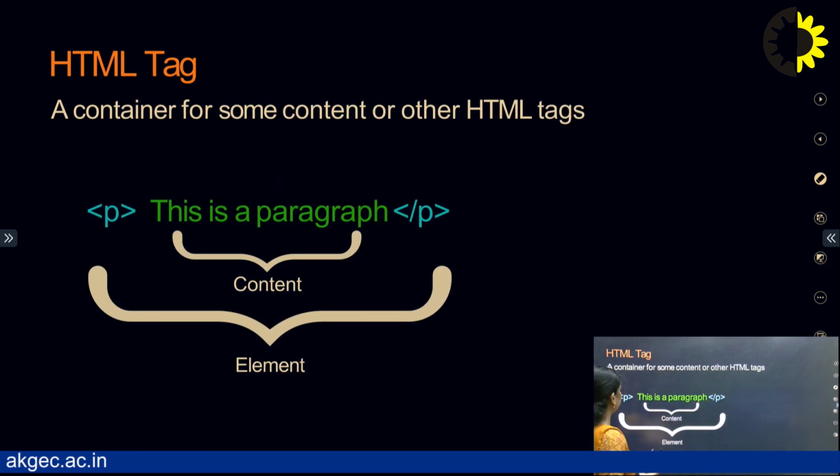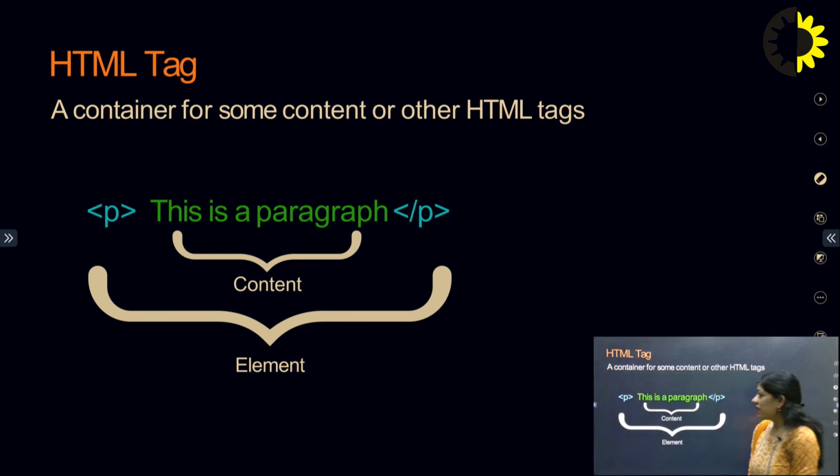What are HTML tags? Firstly, we would like to know the meaning of a tag. A tag is basically a container for some content or other HTML tags. Suppose we have a P tag for paragraph, and in the paragraph tag we write something, like this is a paragraph. So the text which we write within the tags is known as content, and the tags are known as the element. Here P is used for paragraph, it is the element, and this is a paragraph I have written, this is the content for this tag.